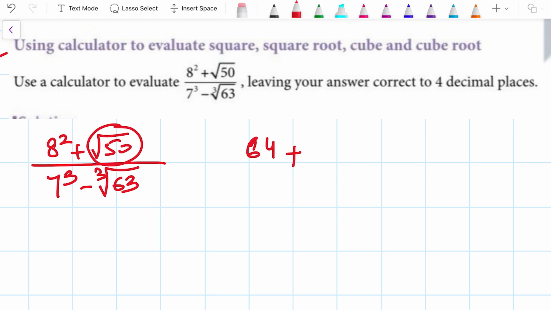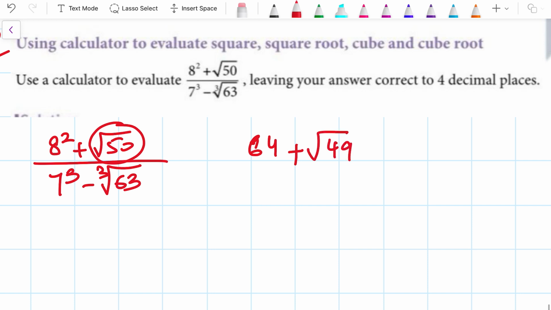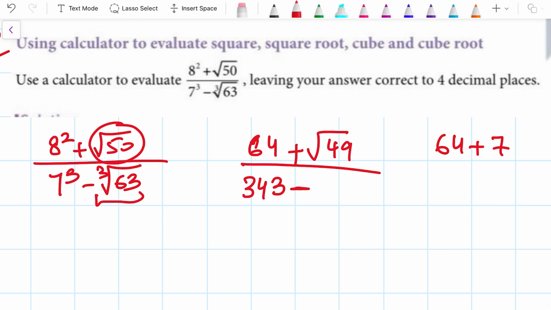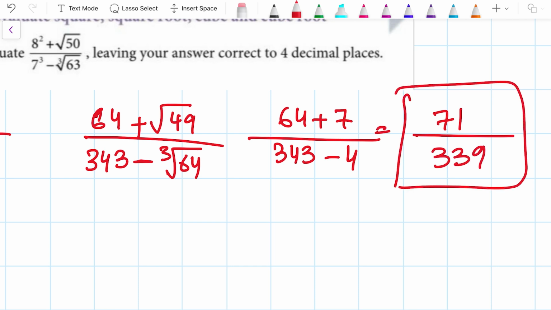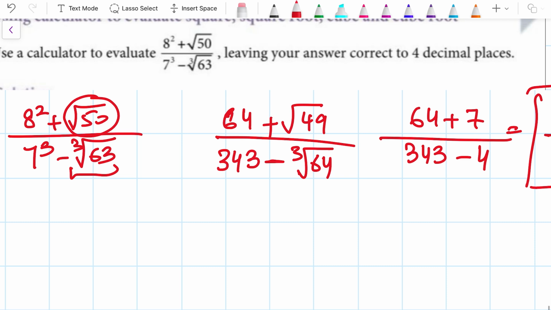8 square is 64, and square root 49 will be 7. 7 cube is 343, minus cube root 64, which will become 4. Now 64 plus 7 is 71, divided by 343 minus 4, which is 339. You can leave it like this, no need to solve it further because this is estimation. This was a question I made myself.